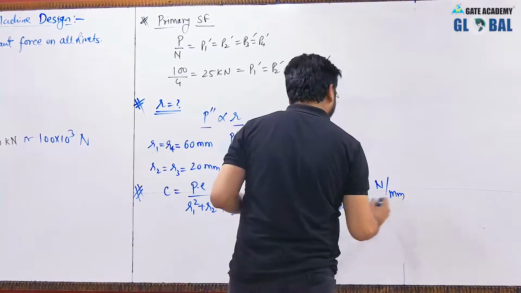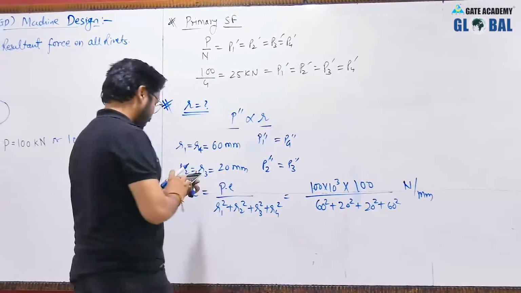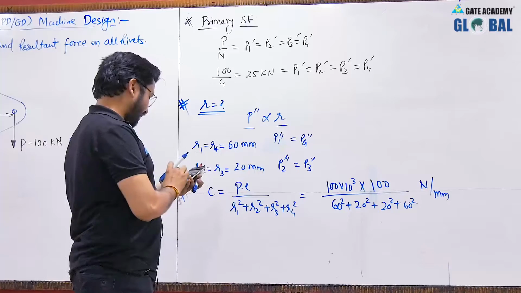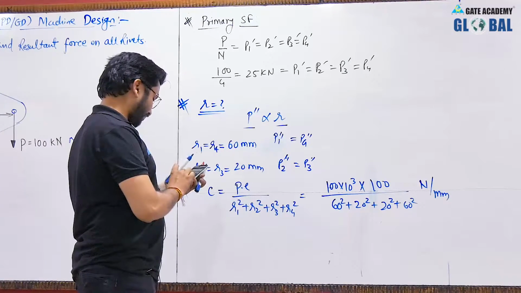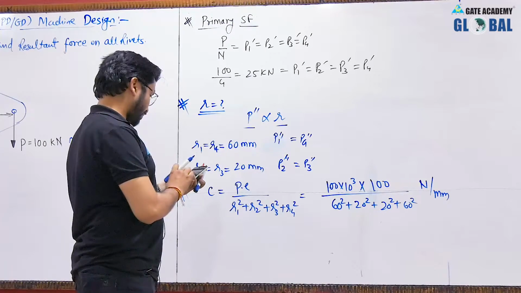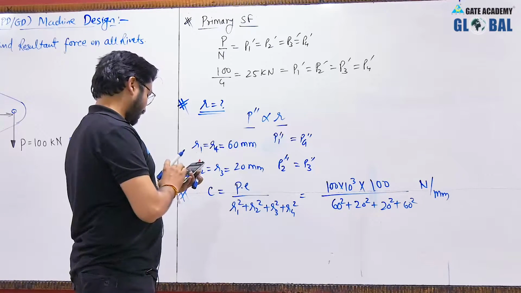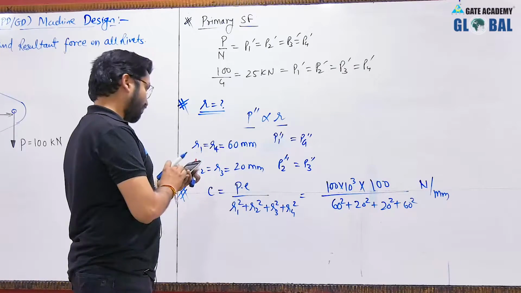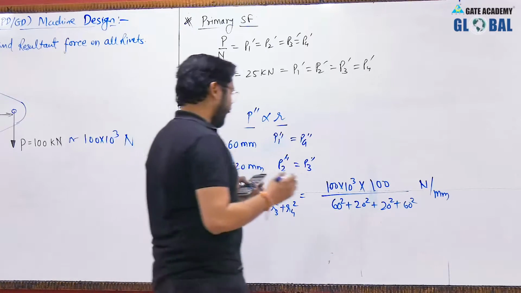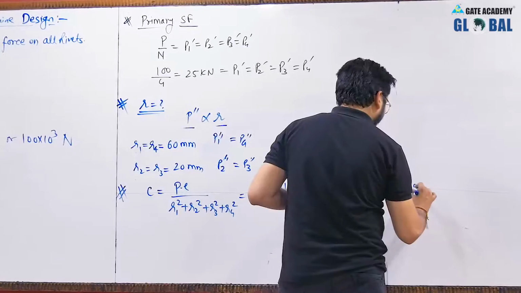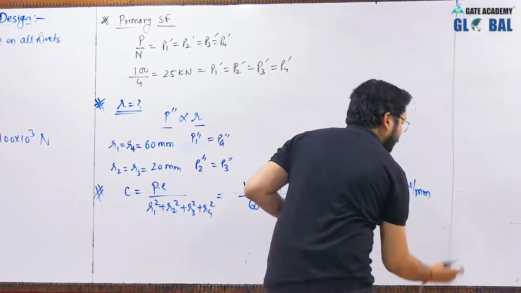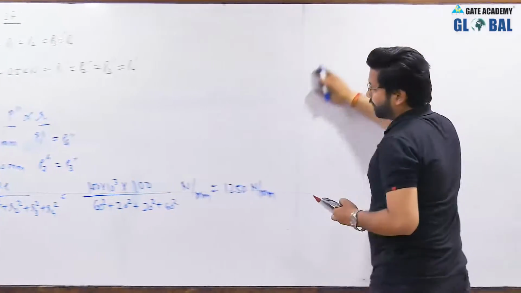This will be Newton per mm. So this will be 100 into 10 raised to power 3, into 100 divided by 60 square plus 20 square plus 20 square plus 60 square. So C is coming out to be 1250 Newton per mm.